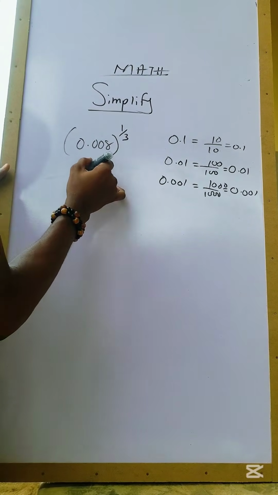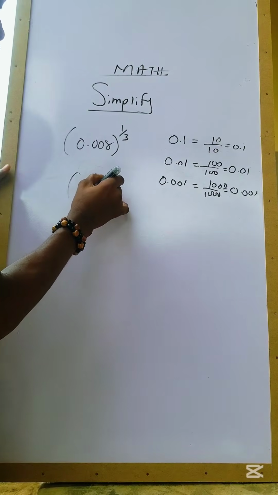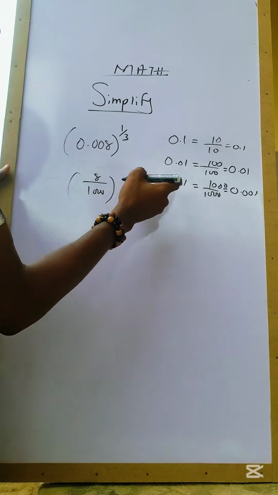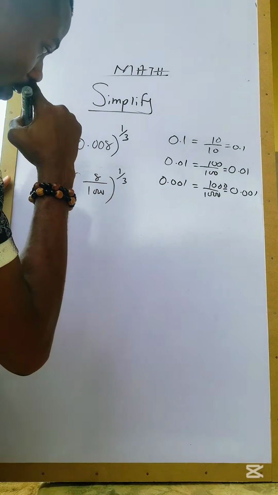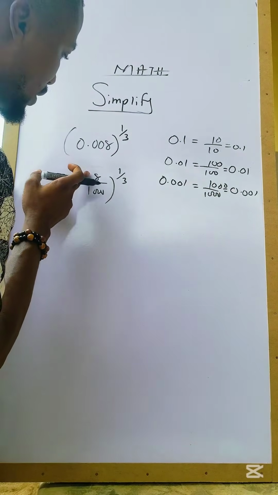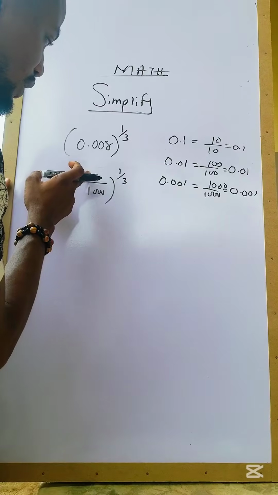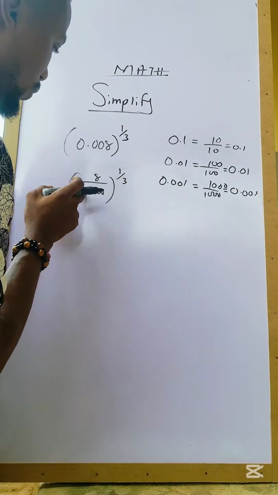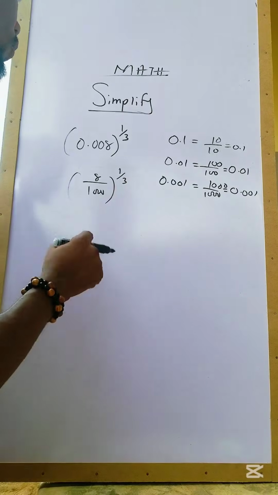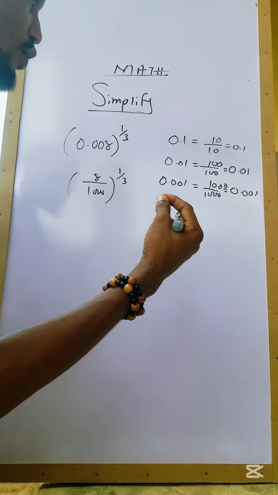So automatically that will become 8 over 1000 based on my explanation here. Then 1 raised to the power, sorry, to the power 1 over 3. So now don't make this mistake of saying 2 here, 2 here, 2 in 8 is 4, 2 in 1000, and so on. So you might end up solving rubbish.